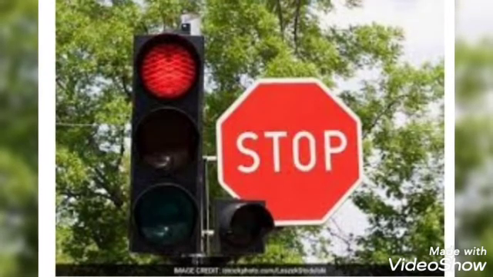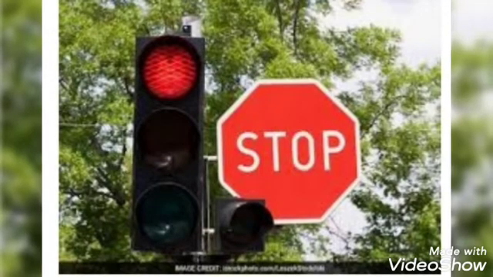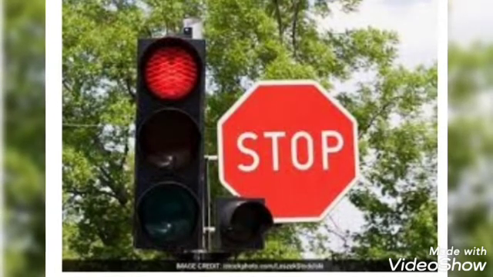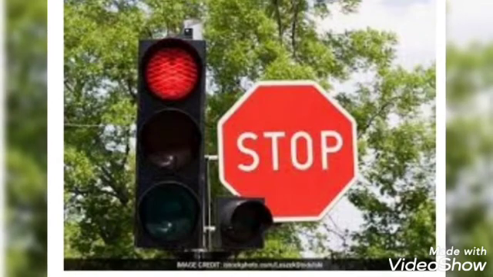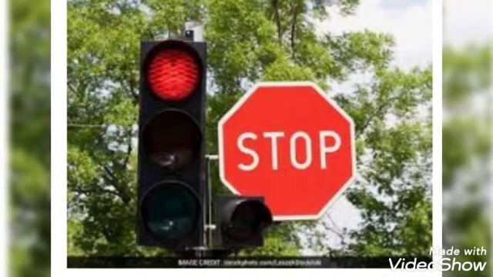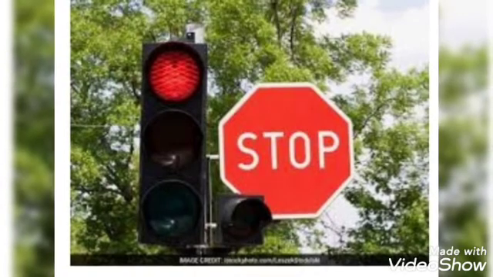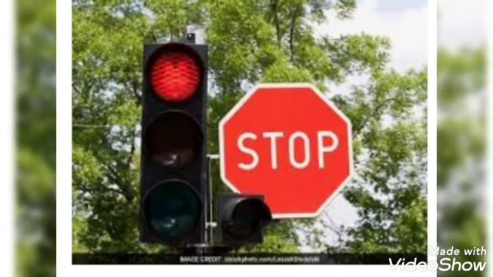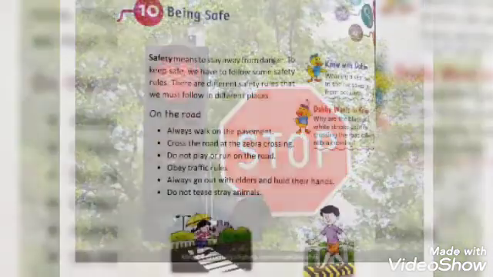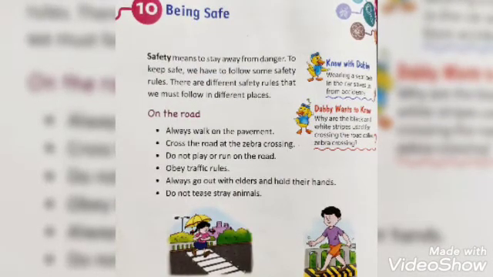We must see the traffic signal first, what the traffic signals are telling us. I hope you all have seen the traffic signals. There are 3 colors or lights in the traffic signal. Which are they? They are red, yellow, and green. So children, these 3 colors have instructions hidden within them.